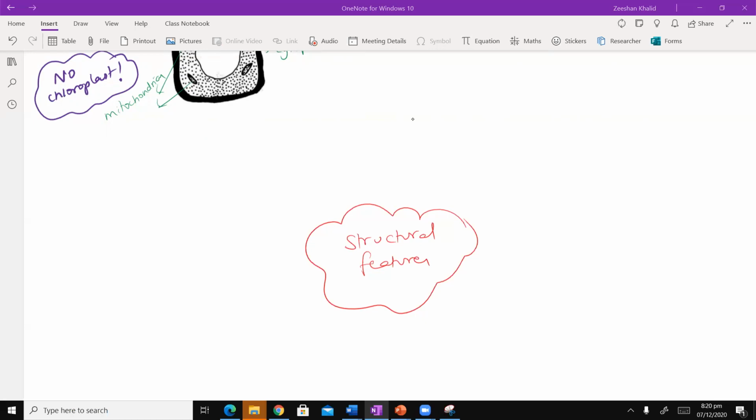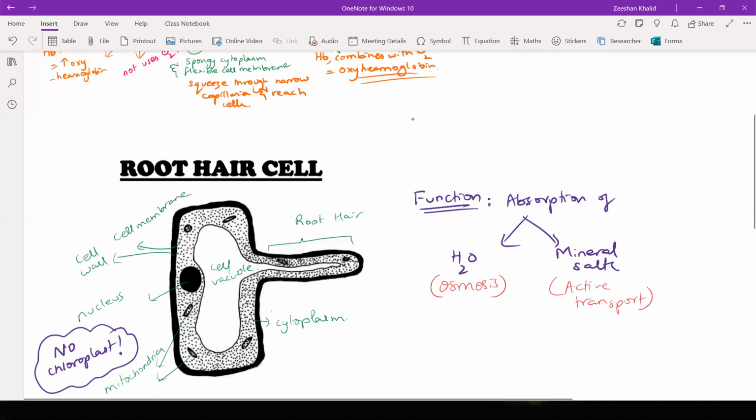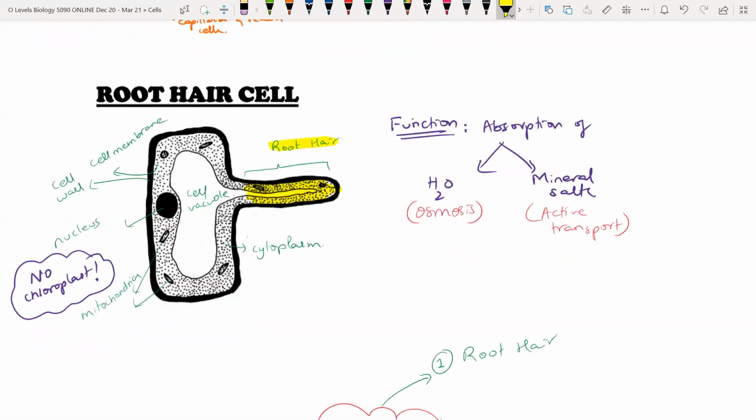So structural features. The first and the most prominent feature that we can identify in the root hair cell is actually the root hairs themselves. So that's number one, the presence of root hair, which is basically the following thing that I'm going to highlight with yellow color. Let me do that for you so that it makes it prominent. This entire thingy that I'm shading as yellow is known as the root hair. And that's where the name of the cell is coming from, root hair cell.